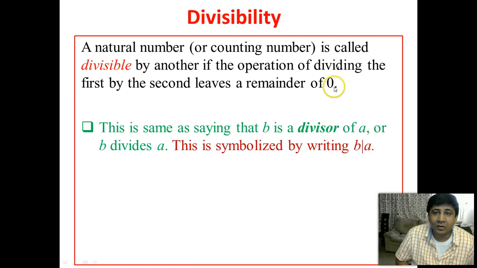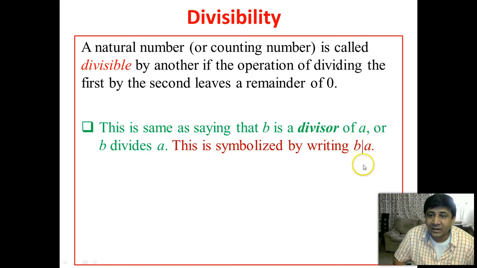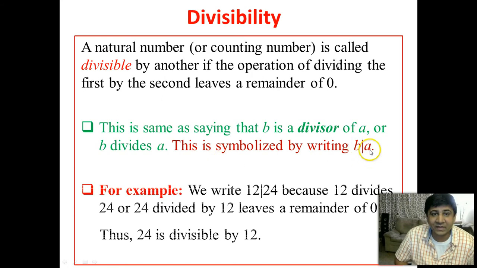Now if we talk about two numbers a and b, it is the same as saying that b is a divisor of a, and we write it as b, a vertical line, a. For example, if we have 12 and this vertical line 24, it means 12 divides 24, or 24 is divided by 12, and it leaves a remainder of 0. So 24 is divisible by 12.